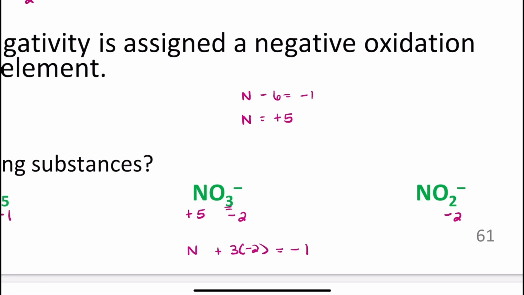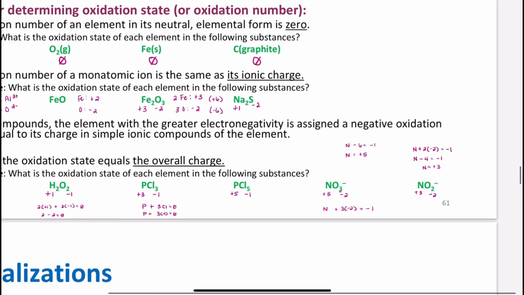In nitrite, the oxygen still wants to be that -2 charge. I have nitrogen plus 2 times -2 instead of 3 of them. It's still a -1 charge. Or sorry, nitrogen plus. So nitrogen -4 equals a -1 charge. Nitrogen overall will be a +3 charge. So instead of being +5 like it was in nitrate, it's now a +3 charge.